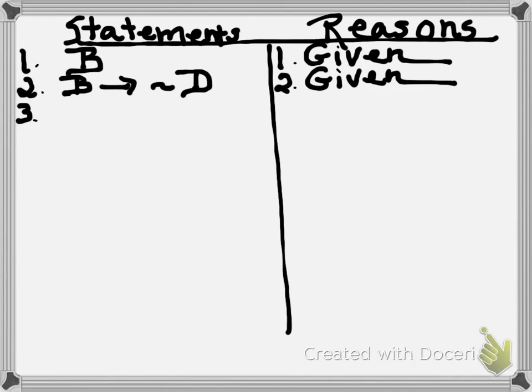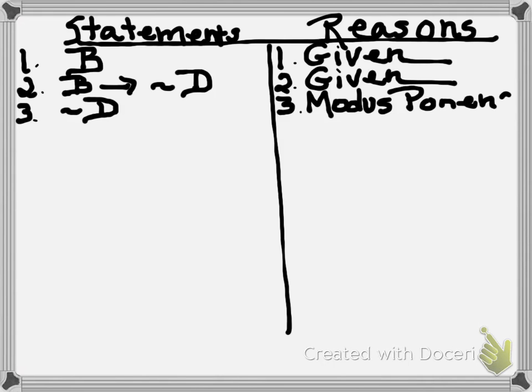Now the conclusion is not D. And that's line 3. And the reason for it is modus ponens, method of affirming in Latin. And you need the line numbers that got you that result, which is line 1 and 2.